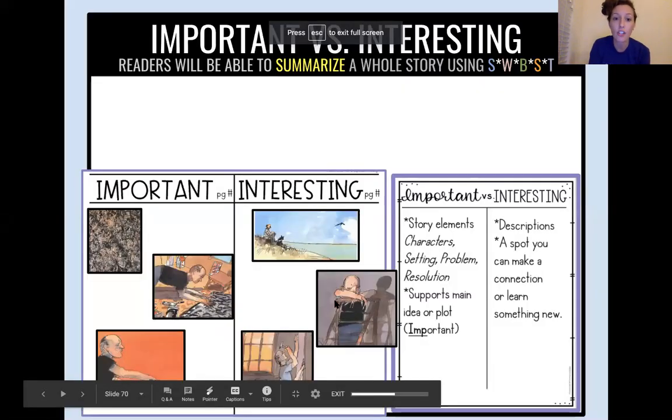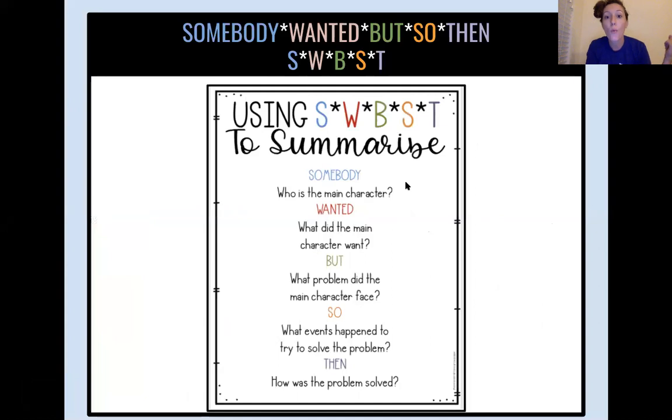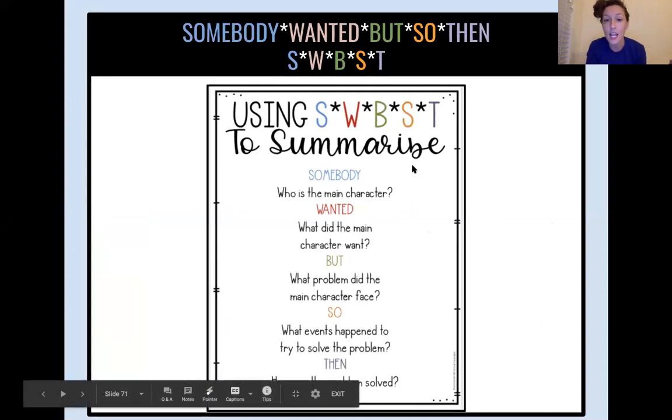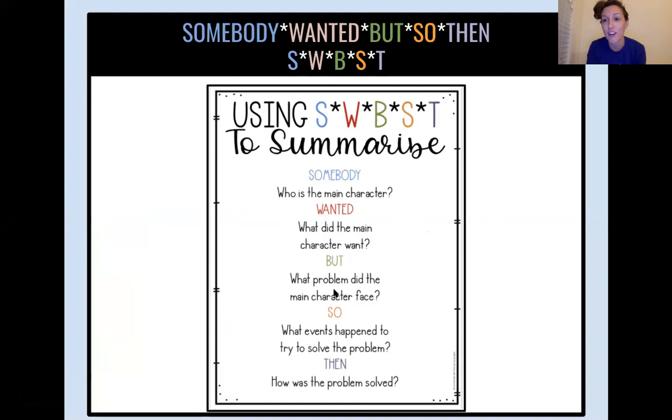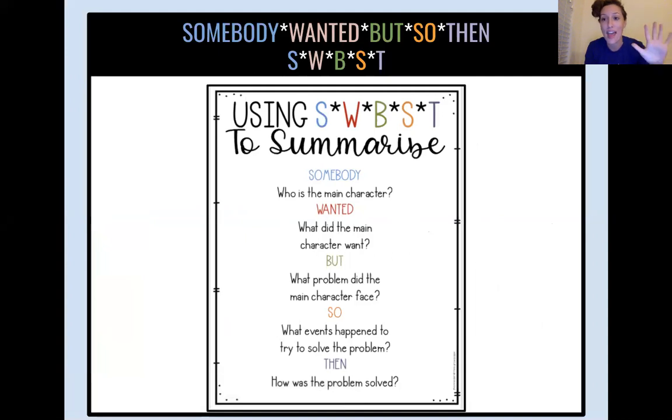So now looking at our chart and knowing some examples of what's important and what's just interesting, we are now going to practice summarizing by using Somebody, Wanted, But, So, Then. Say it with me. You're going to say these words here at the top in the different colors. Somebody, Wanted, But, So, Then. Those five words are going to help us summarize every time we read a story.